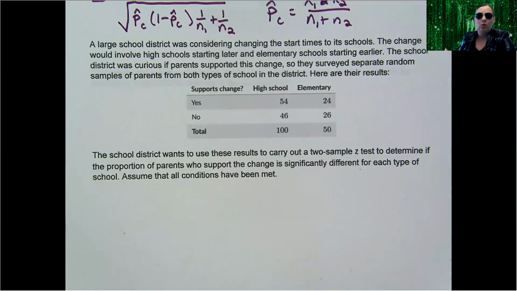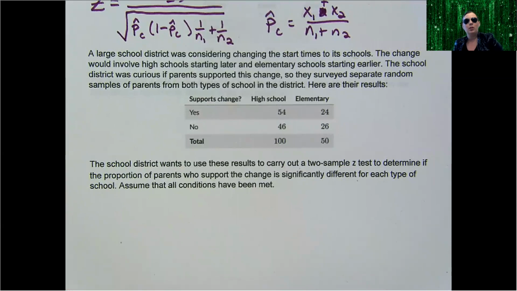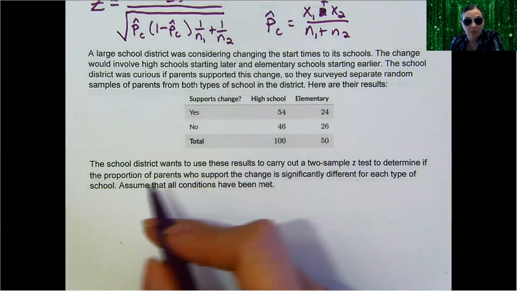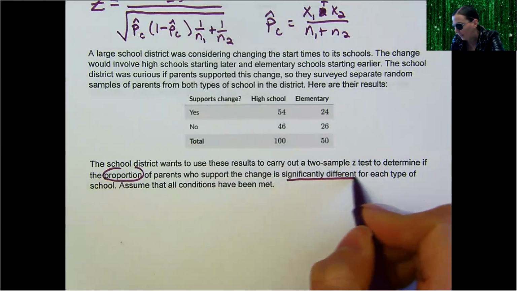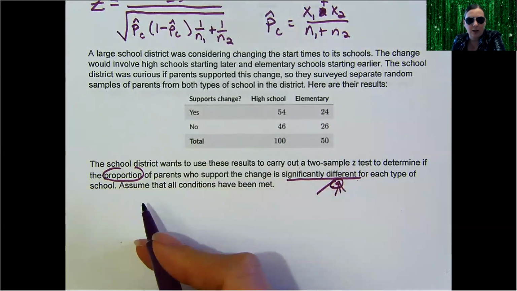A large school district was considering changing the start times to its schools. The change would involve high schools starting later and elementary schools starting earlier. The school district was curious if parents supported this change, so they surveyed separate random samples of parents from both types of school in the district. Here are the results: high school versus elementary school. The district wants to use these results to carry out 2 sample z-tests to determine if the proportion of parents who support the change is significantly different. So we're looking for evidence of some significant difference for each type of school.